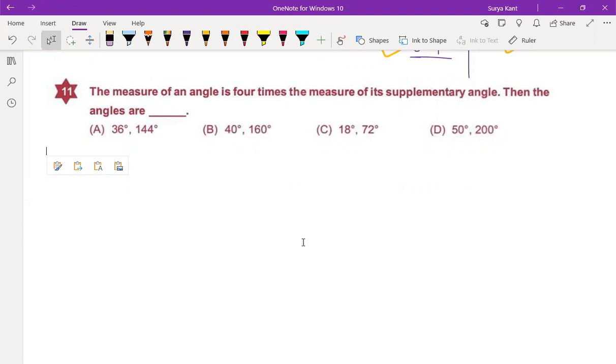The measure of an angle is 4 times the measure of its supplementary angle. Then the measurement of the angles are.